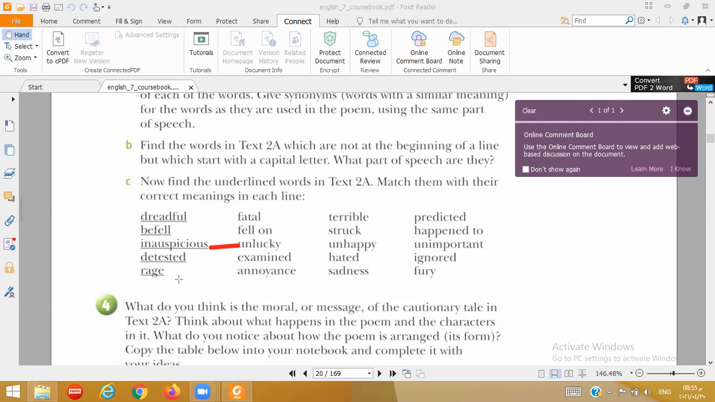Rage. I didn't follow much of the grammar of the words' meaning, because you can get the meaning from the rest of the sentence. So rage, it means fury. Okay, fury. It means you're angry, like uncontrolled anger.